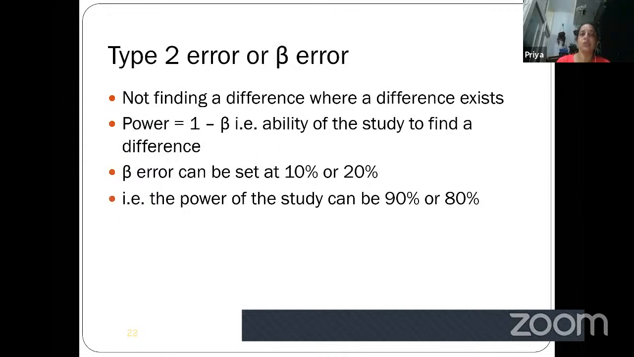On the other hand, a type 2 error or a beta error: not finding a difference where a difference actually exists. And the power of the study is the converse of the beta error. So it's 1 minus beta, which means if there is a difference, what is the ability of the study to find that difference? Now your beta error can be set at 10 or 20%, which means the power of your study can be 90% or 80%. Okay, did you get that? It's 100% minus 10% or 100% minus 20%, which is 90% or 80%.